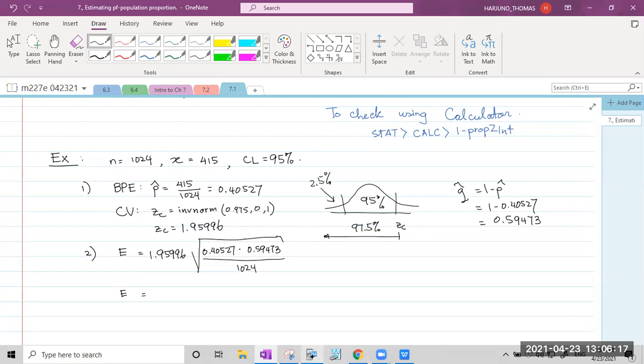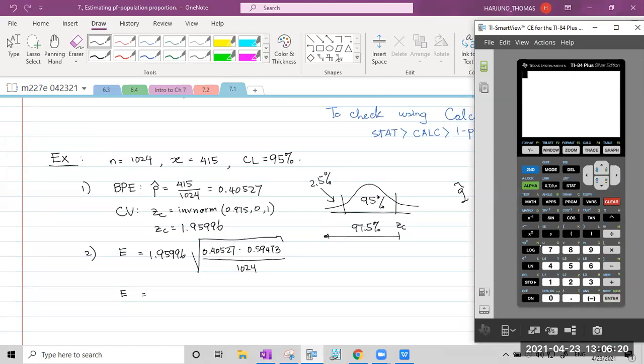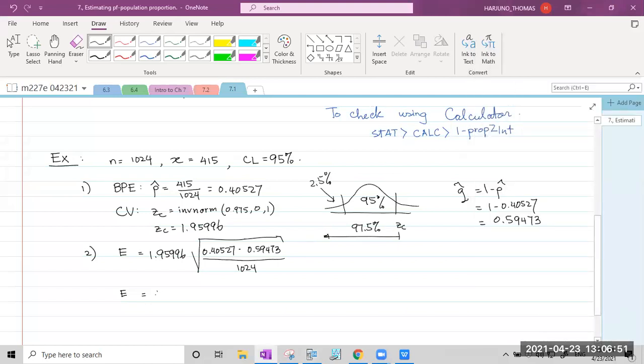So 1.95996. Oh yeah, let me show you how to use the calculator. 1.95996 times square root of, you see, they put it under square root right away, 0.40527 times 0.59473 divided by 1024. Boom. 0.03007.